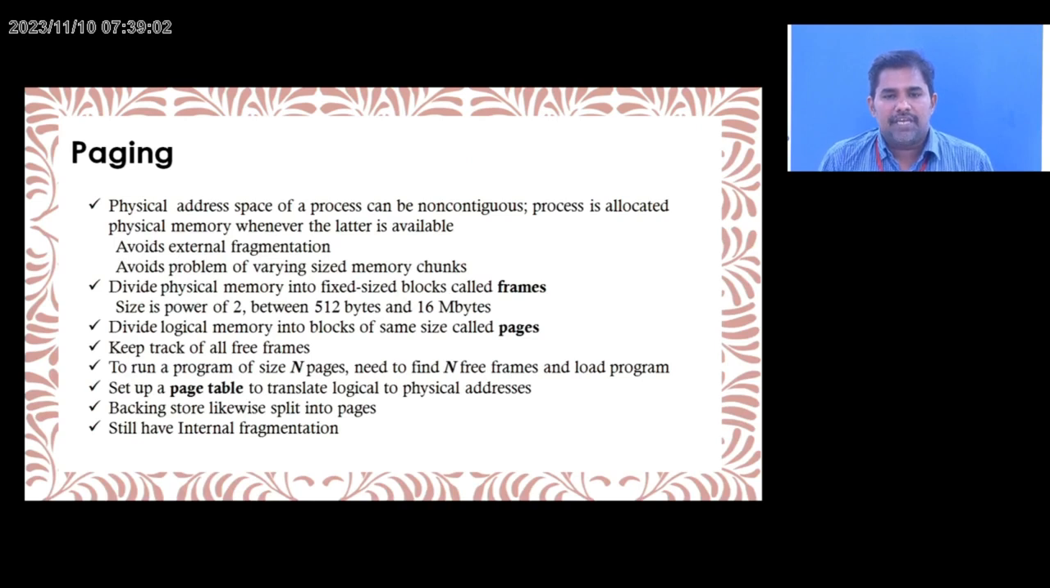Physical memory address space is actually non-contiguous. Whenever memory space is available, an operating system allocates that space for a process. That physical memory is divided into fixed-size blocks. These are called frames. Actually, the computer keeps all the information in a block, and that block is called a frame. That is what we call the original memory, physical memory.